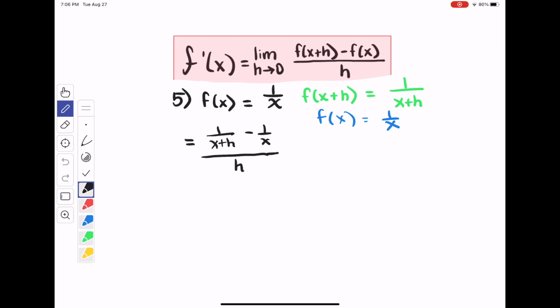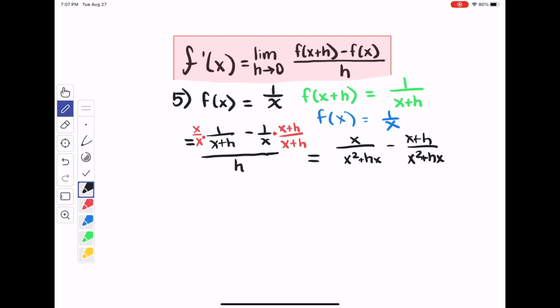So when we have fractions in the numerator like this, all we need to do is just subtract the fractions, which just means you need to find a common denominator between the two and do some multiplying. So we're going to multiply this one by x plus h over x plus h, and we're going to multiply this one by x over x. Simplifying that further gets you x over x squared plus hx minus x plus h over x squared plus hx. So as you can see, that's the common denominator there.